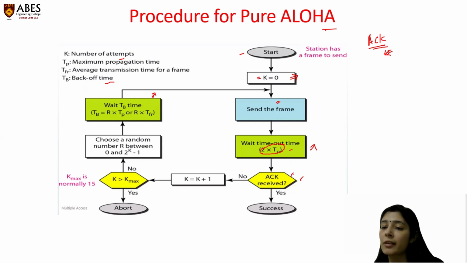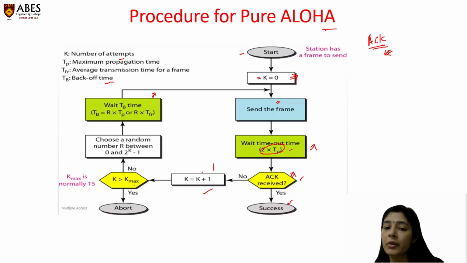If the acknowledgement is received during the timer timeout, it means the frame has successfully reached the destination. But if there is no acknowledgement from the receiver, it means either the frame or the acknowledgement has been lost during the transmission. So in that case, we will need to resend the frame. So we increase the number of attempts by one here, and we keep track of the number of attempts as well.